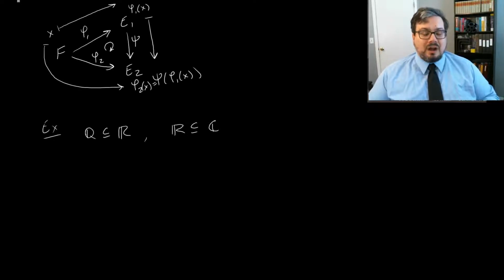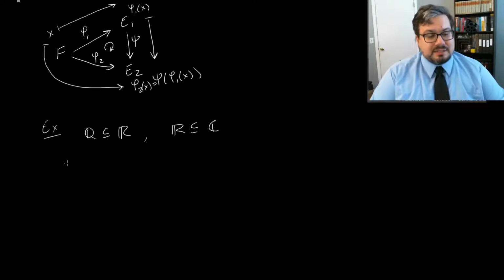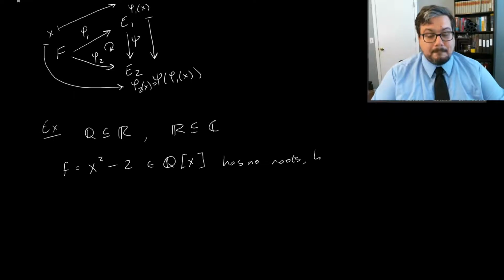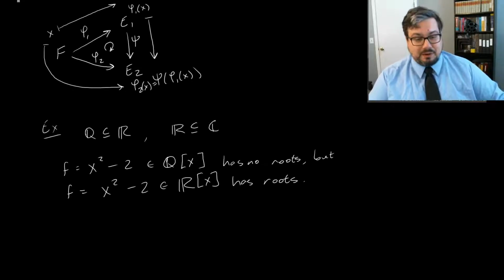Now, one of the most important properties of these field extensions, and indeed field extensions in general, is that polynomials over some of these fields don't have roots, but they do have roots in the extension field. So for instance, if we let f be x squared minus 2 inside the polynomial ring over Q, this has no roots, but if we take f to be x squared minus 2 inside of R adjoin x, this has roots. In fact, it has two roots, plus and minus the square root of 2.